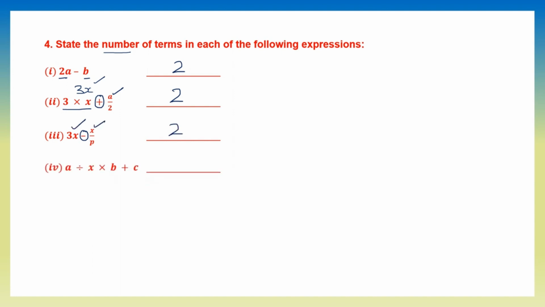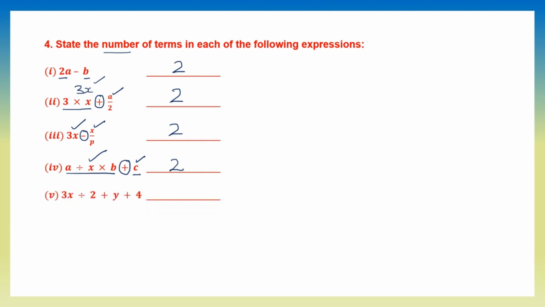Next one, a divided by p into a divided by x into b becomes one term. The whole thing becomes one term. And there is only one plus sign, so there is one more term. So this is one term, a divided by x into p. This whole thing is one term. This is another term, so that is two terms. You should only look out for plus and minus signs. The other signs cannot separate terms.